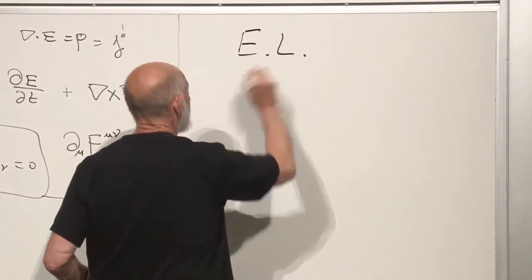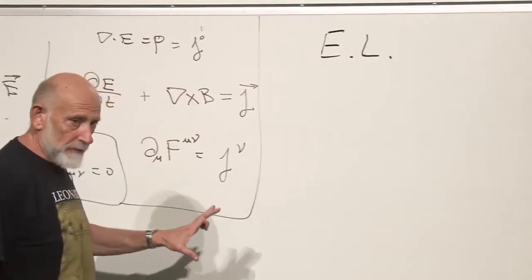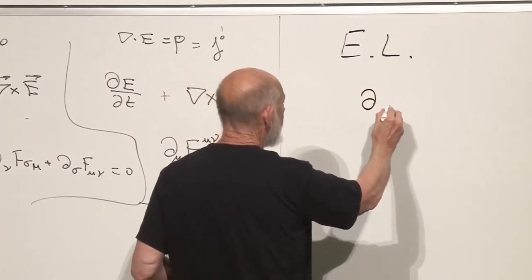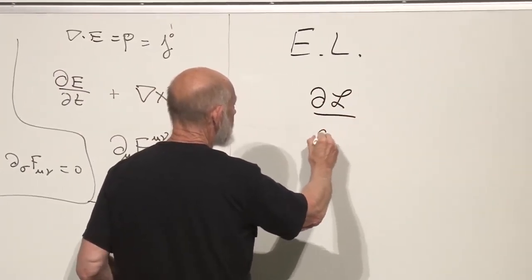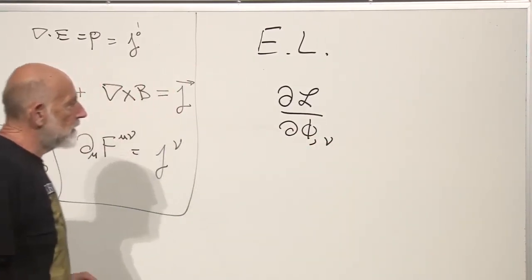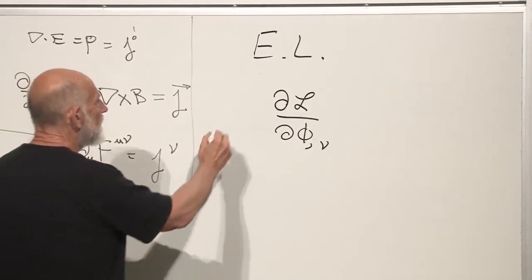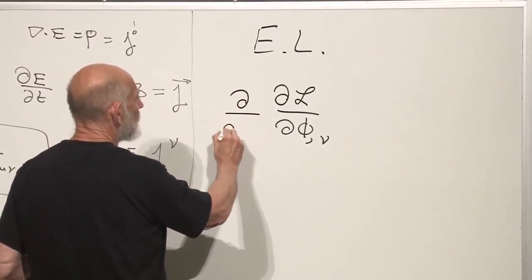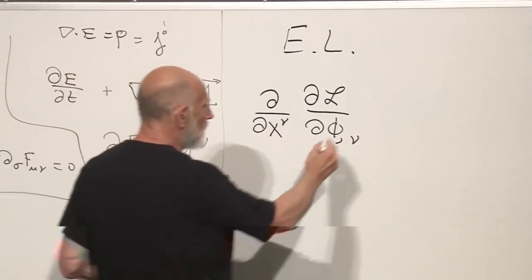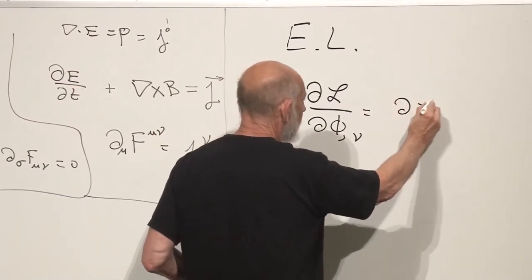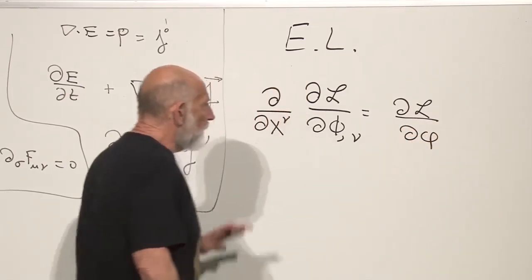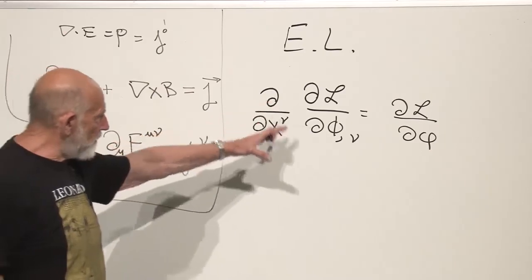EL equation. For each field, write down first the derivative of the Lagrangian with respect to phi comma nu. Then differentiate the whole thing with respect to x nu. Set that equal to the derivative of the Lagrangian with respect to phi. For each field, you write a separate equation like this.